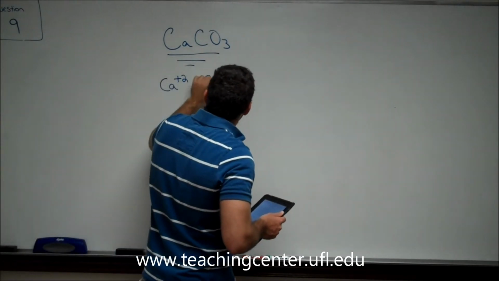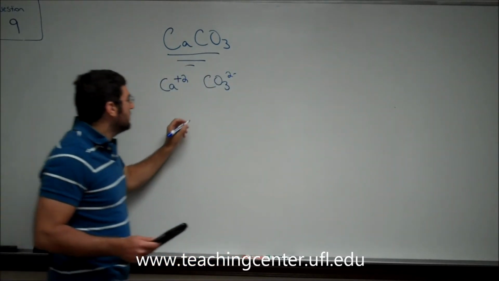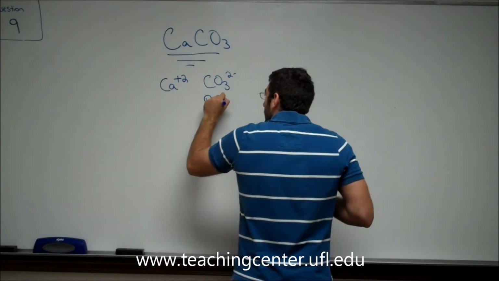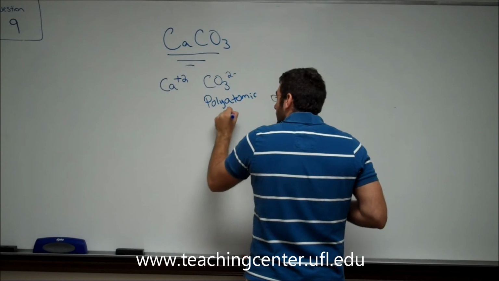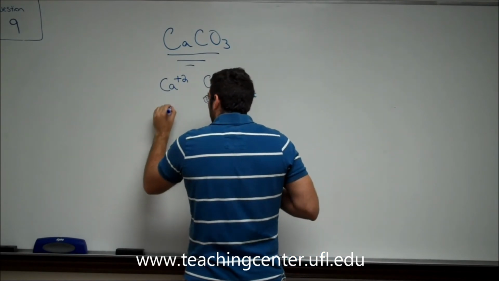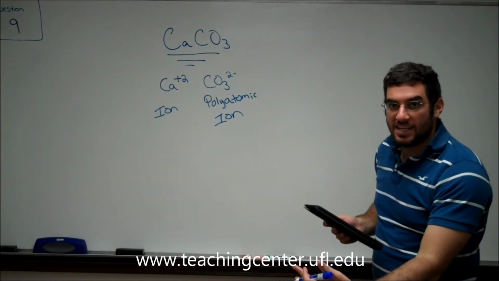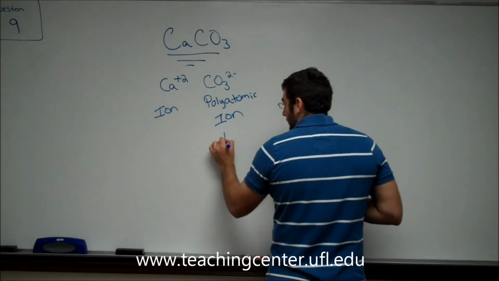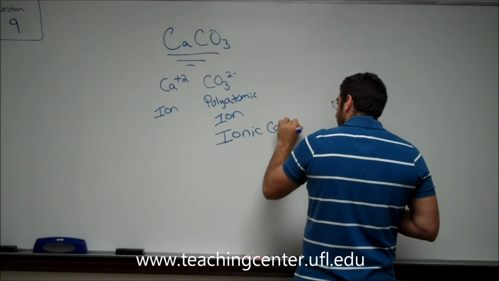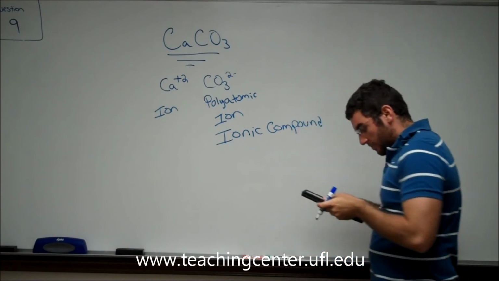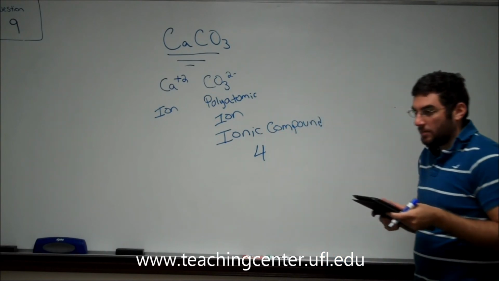carbonate has a -2 charge, anytime one of these polyatomic ions is going to combine with the calcium ion, we're going to look at that and say, this is an ionic compound. And the best answer is choice number 4, which is an ionic compound.